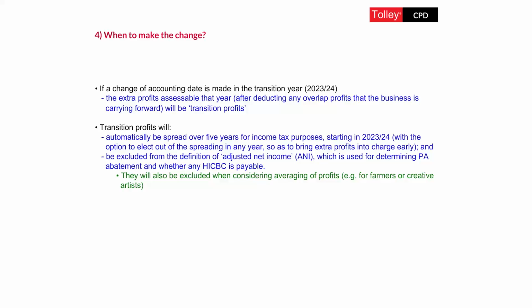Final thing to mention to you as regards transition profits is that they are also excluded when you consider averaging of profits, and there are different rules these days for farmers and market gardeners compared to creative artists, but any transition profits you have will be left out of the averaging process.